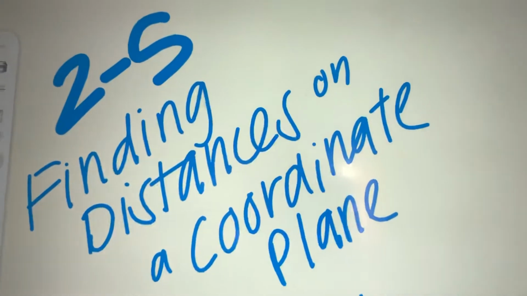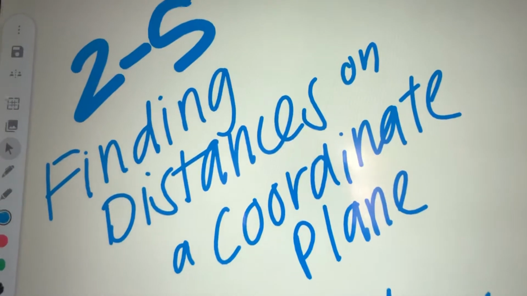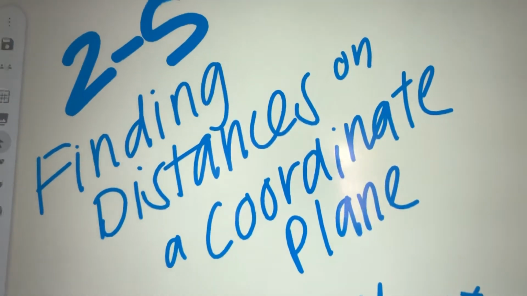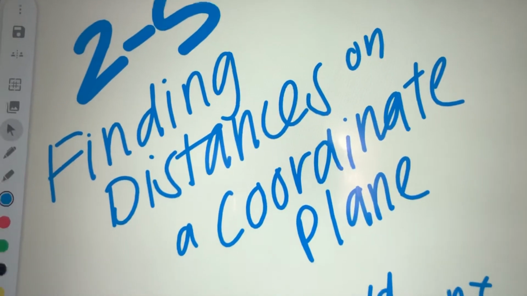So we're going to be looking at integers, so we'll have positive and negative. But here we're taking a look at doing some adding and subtracting and doing some counting to find distances between points on a coordinate plane.